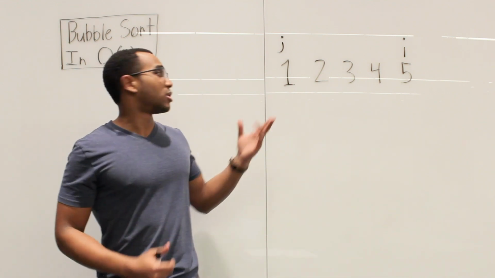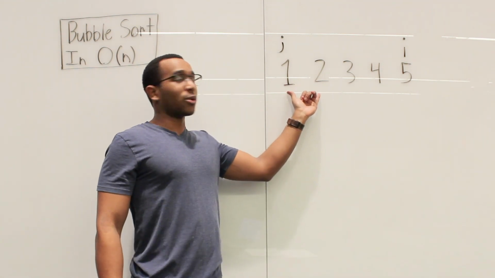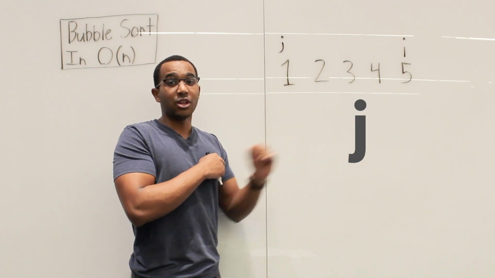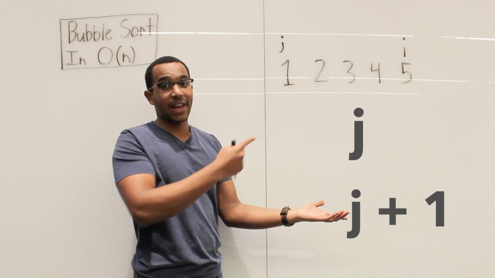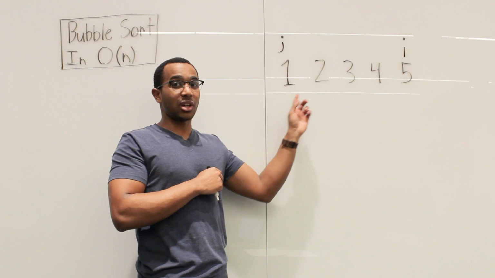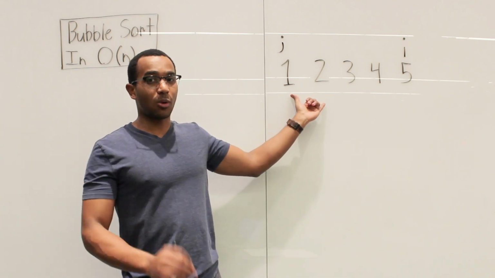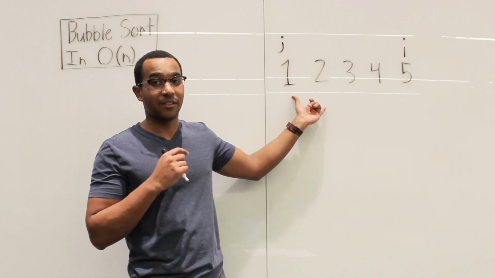So let's walk through this. For the first comparison, we will compare 1 and 2. We compare j to j plus 1, the item at j to the item to the right of j. So is 1 greater than 2? Should I do a swap here? No, I should not do a swap. Advance j.